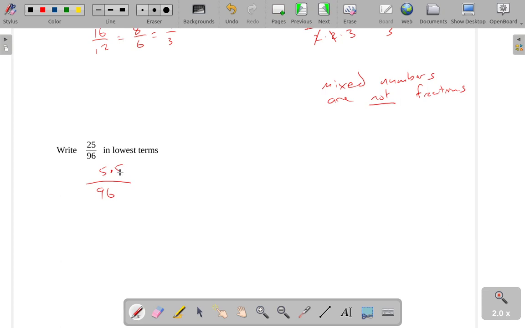I know that if there's anything that will be able to cancel from top and bottom, it would have to be a 5, because that's the only factor that's present in 25. And I know because of my divisibility tests that 5 is not a factor of 96. So actually, pretty quickly I can say without any doubt that 25 over 96 is in lowest terms. And again, that's because the only factors that could be canceled out here, the only ones that could be in common, would have to be 5s due to what the top is. But 5 is not a factor on the bottom. Therefore, there are no common factors.